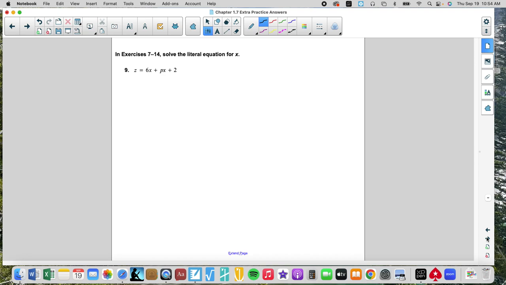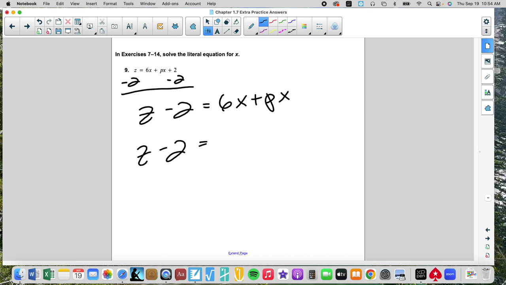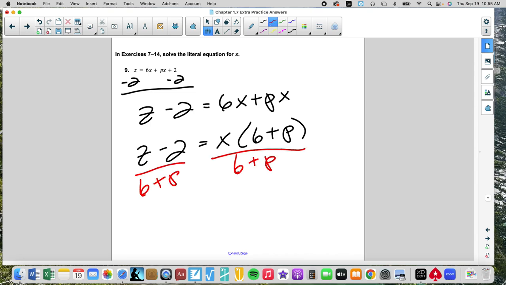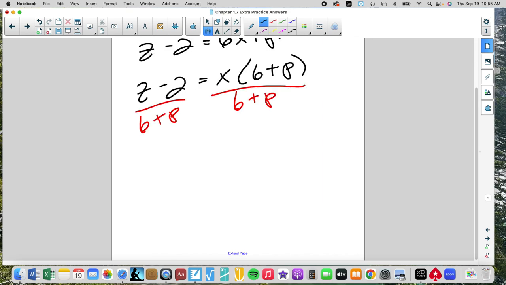We have two x's, but I also have this constant, so I'm going to move this constant first. I'm going to get that out of the way. And then that leaves me with 6x plus px, and now I'm going to factor out that x. Now that I have my two x's on the same side, I'm going to factor out that x. That leaves me with 6 plus p. I'm going to divide both sides by 6 plus p, and that gives me z minus 2 over p plus 6 equals x.